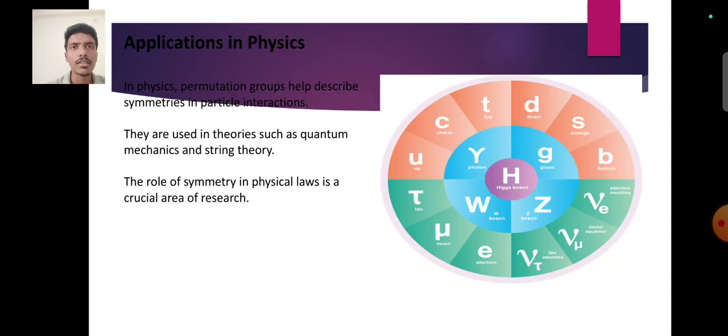Applications in physics. In physics, permutation groups help describe symmetries in particle interactions. They are used in theories such as quantum mechanics and string theory. The role of symmetry in physical laws is a crucial area of research.